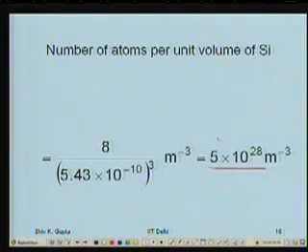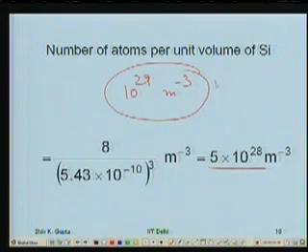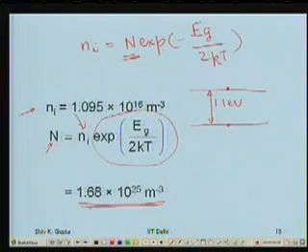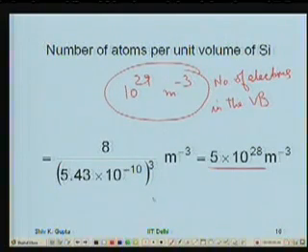So in the valence band, how many electrons do I have? Double of this, because there are only 2 electrons per atom in the lower valence band, okay? It's not 4 times, it's only 2 times. So it is 10 to the power 29 per cubic meter, the number of electrons in the valence band. Out of these, what can be excited is 1.68 times 10 to the power 25 at room temperature.